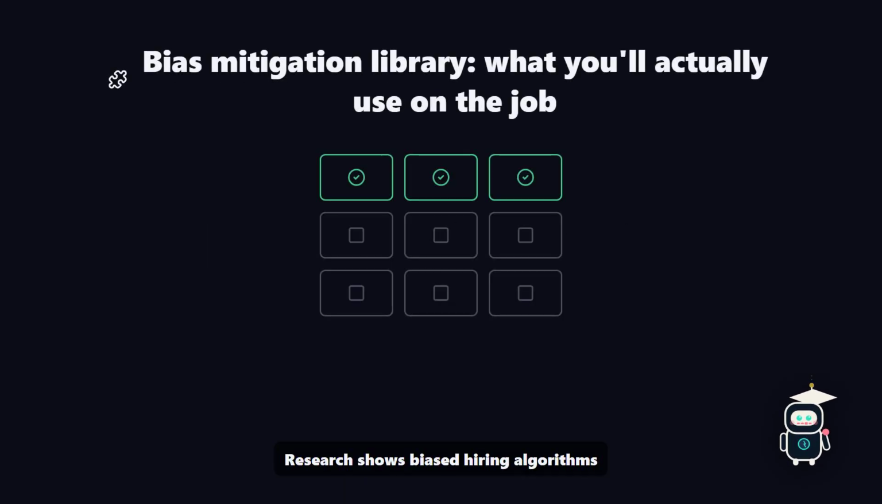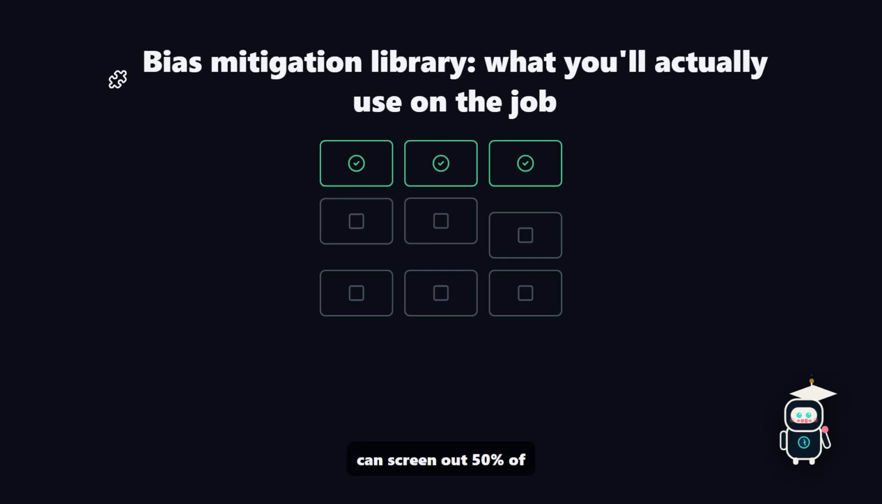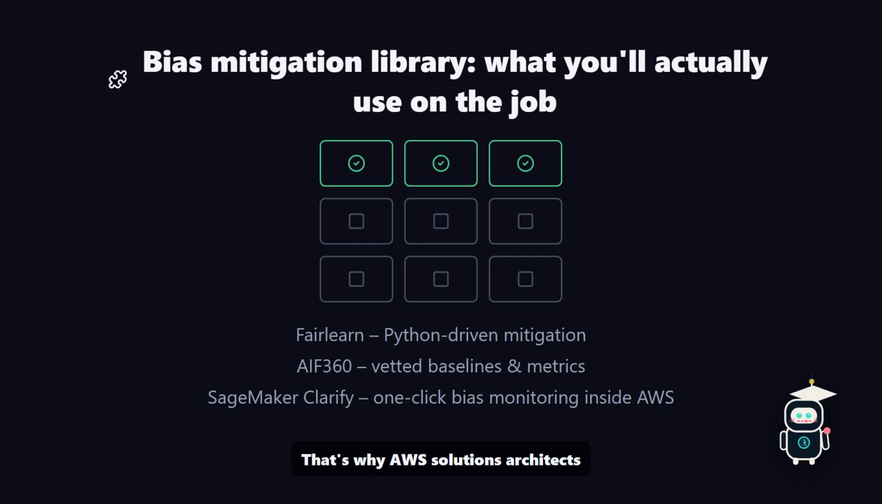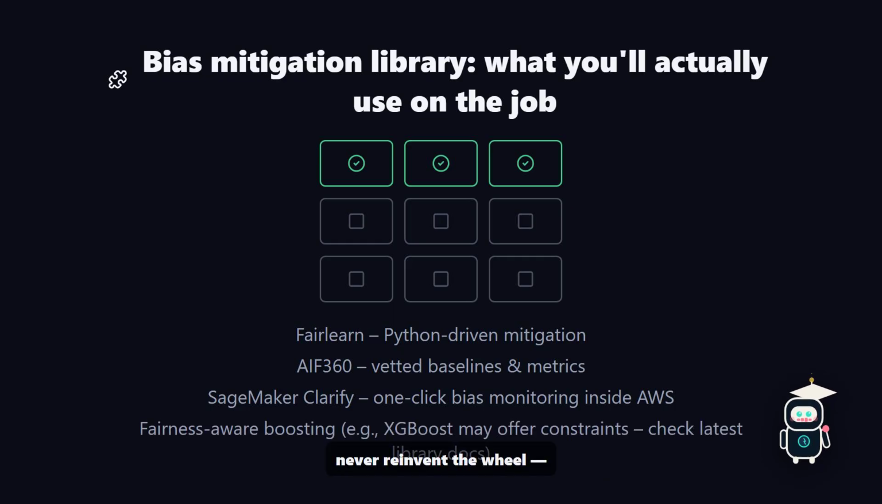Research shows biased hiring algorithms can screen out 50% of qualified minority candidates before a human even sees a resume. That's why AWS solutions architects never reinvent the wheel. They reach for these 4 tools: FairLearn for Python-driven mitigation, AIF-360 for vetted baselines, SageMaker Clarify for one-click bias monitoring inside AWS, and fairness-aware boosting like XGBoost's constraints. Always verify the latest library support. The exam will mix them up in a multiple-answer scenario.